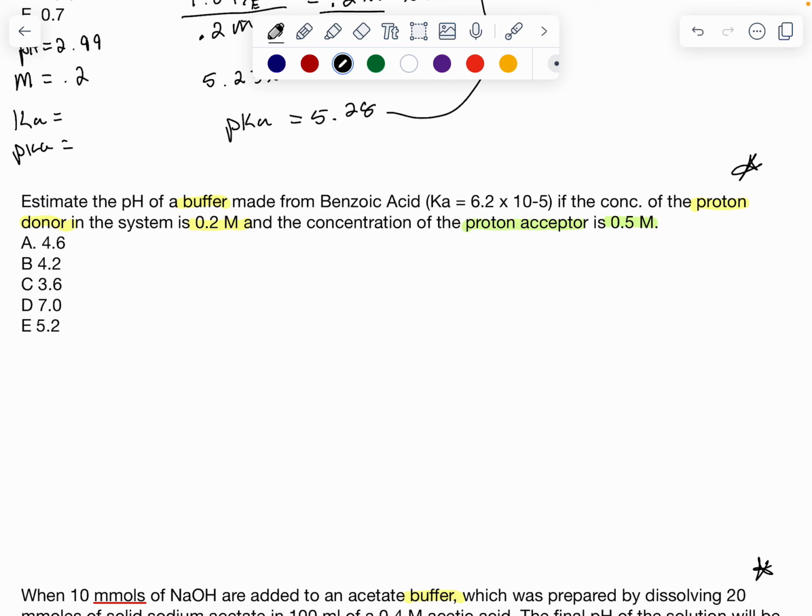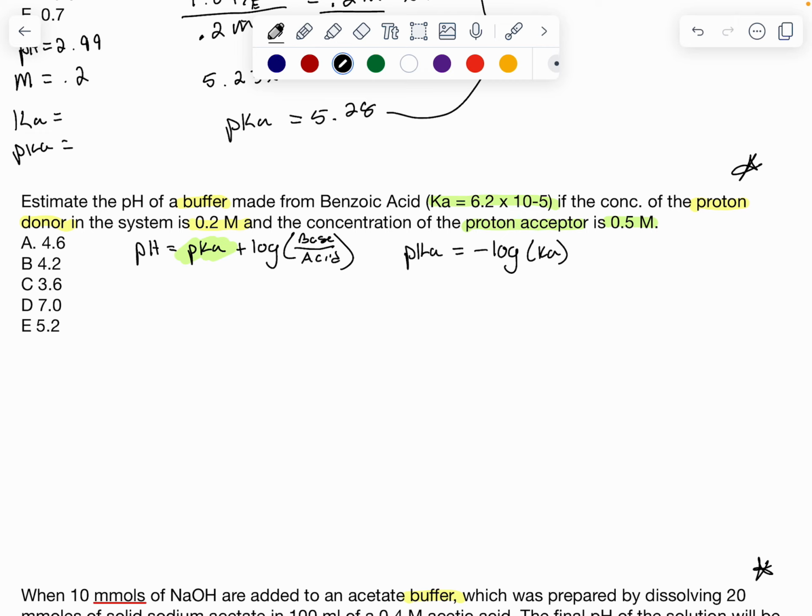So estimate the pH of a buffer made from benzoic acid. All right, we can do that. So our main equation is going to be pH is equal to pKa plus the log of base over acid. And the first thing I hope you guys saw is, hey, he gave us a Ka, but we need a pKa for this. So we get to do another fun conversion. What we get to do is negative log the Ka to get our pKa.